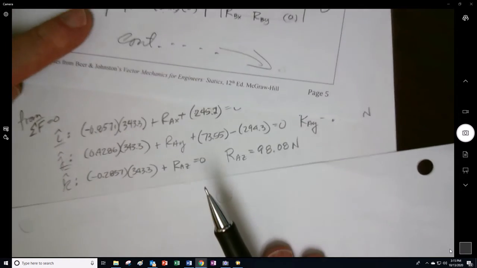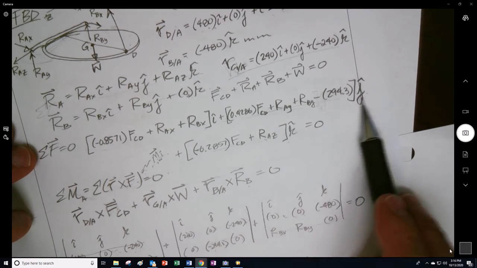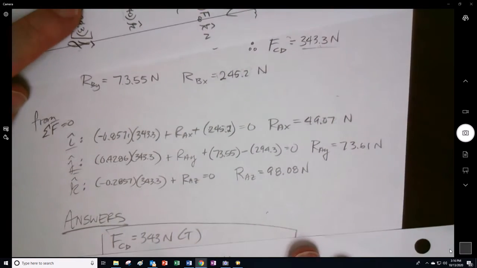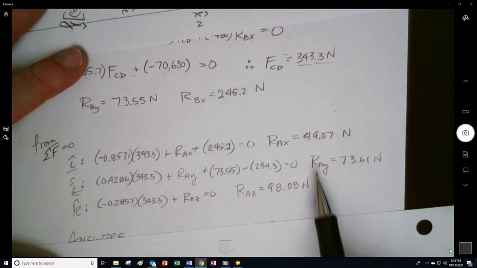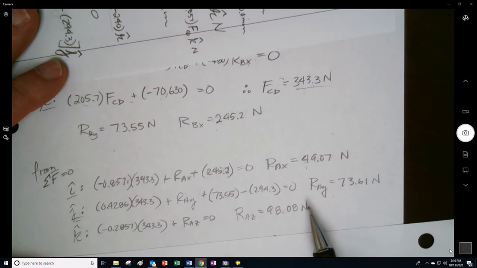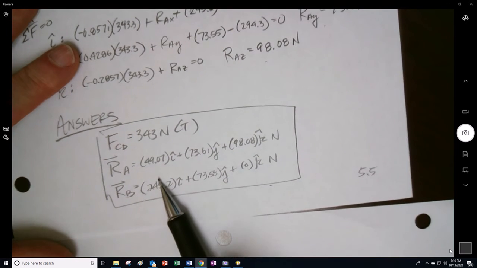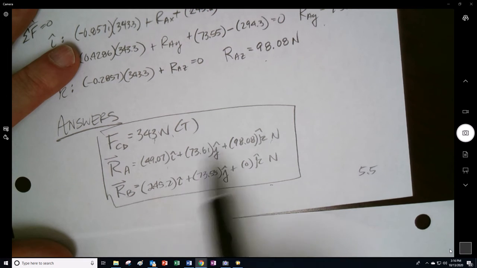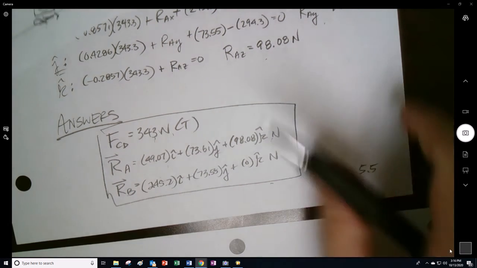And then we're able to go all the way back to these equations up here, plugging in the now known tension and reactions at B, and get the reactions at A in the X, Y, and Z. And so now we're able to find all the things we wanted to know. Tension in the cable, reactions at A and B. That's a lot of work, man. But it's a puzzle. Figure the puzzle out. Work through the puzzle all the way through.